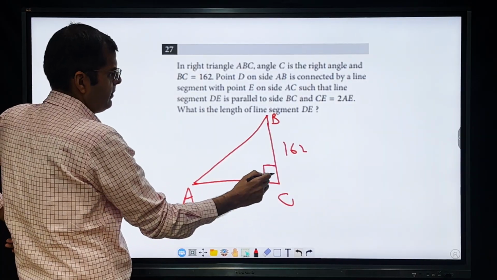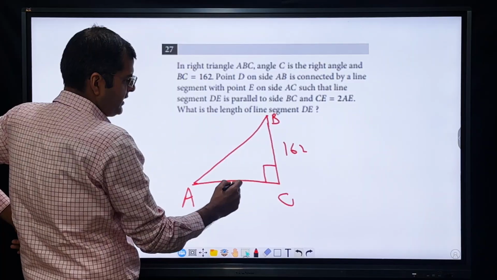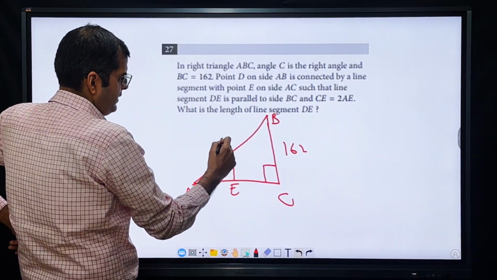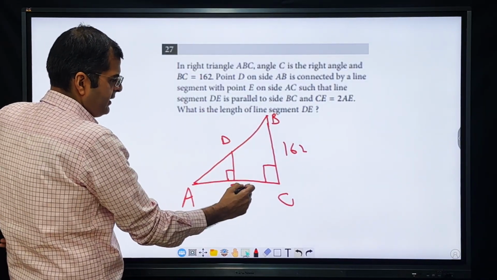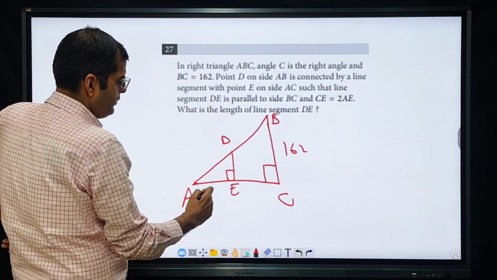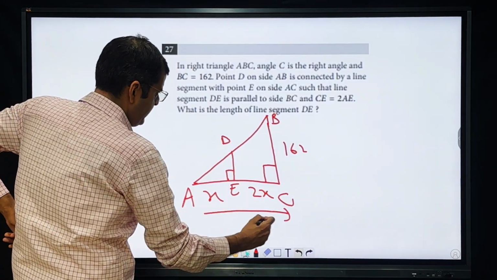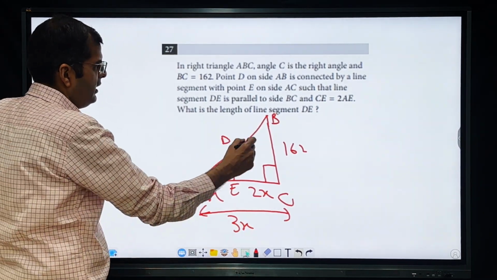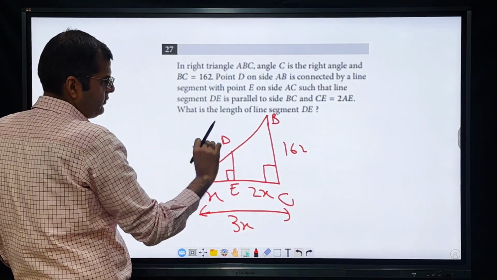And CE is equal to twice AE. So this is E here and this is D here. So this is like this because DE is parallel to BC and CE is twice of AE. So if AE is x, CE is 2x. That means the entire AC is 3x. Now what we have to find is the length of line segment DE. We have to find DE.